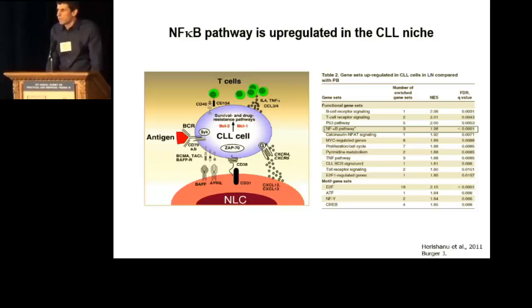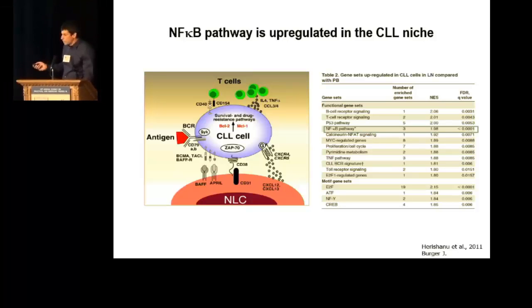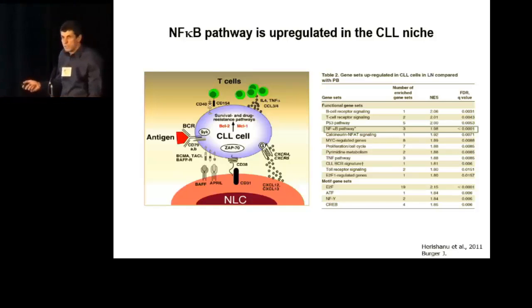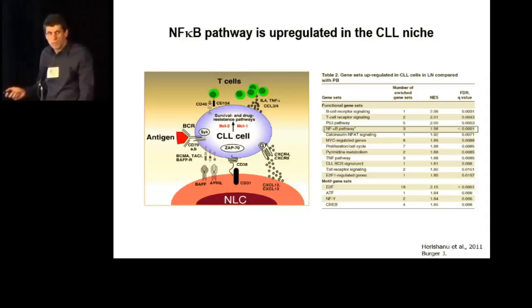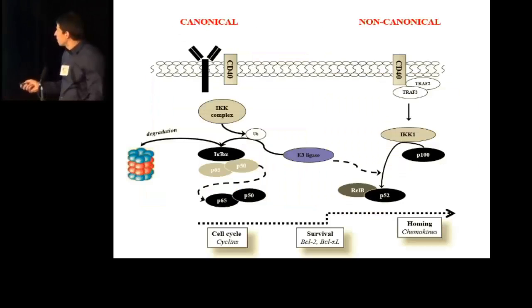The NF-kappa-B pathway is extremely important in stimulating proliferation and survival of CLL cells in the niche. As you see on the right side, NF-kappa-B pathway, along with the B-cell receptor signaling pathway, were the two most upregulated pathways in the lymph nodes. The truth of the matter is, even though B-cell receptor signaling, where a lot of our targeted therapies currently act, does induce NF-kappa-B pathway, it is also induced through a multitude of other mechanisms in CLL.